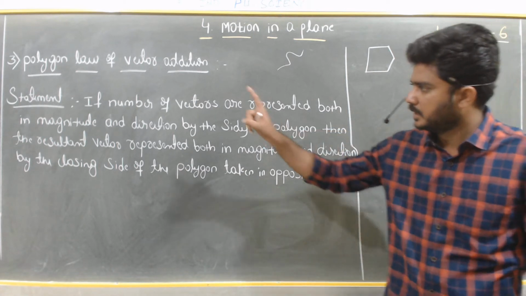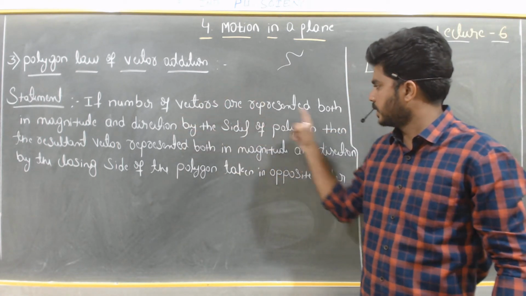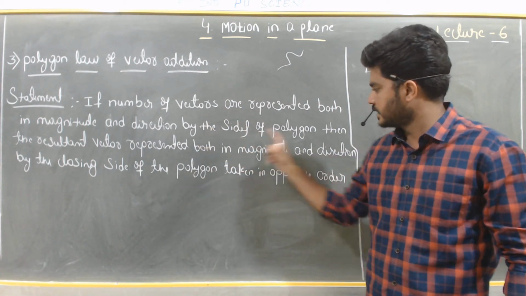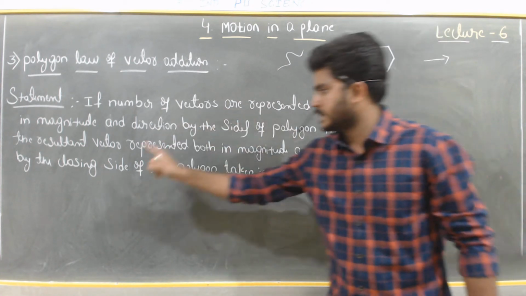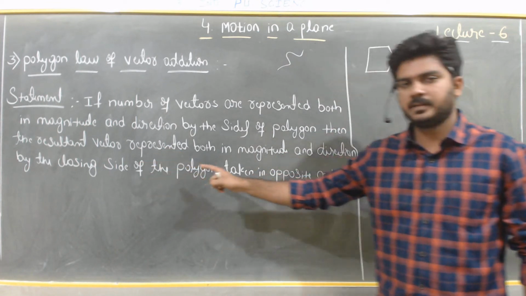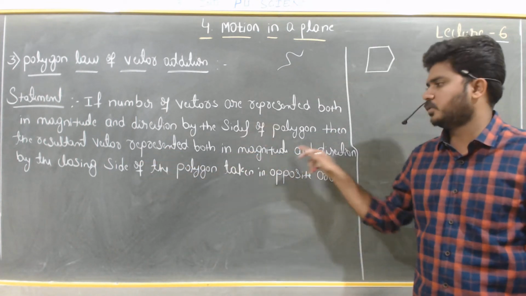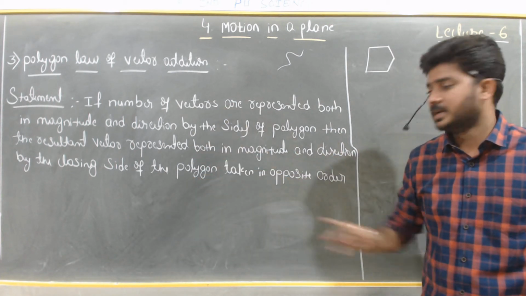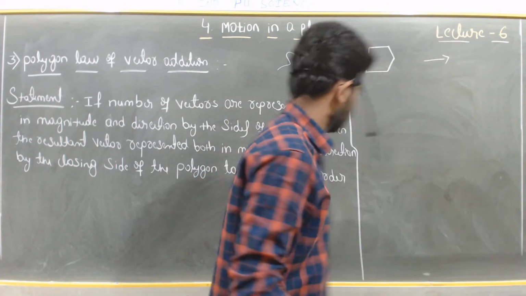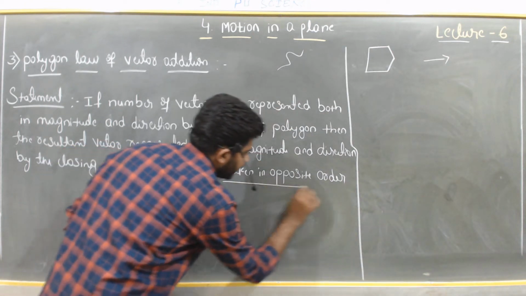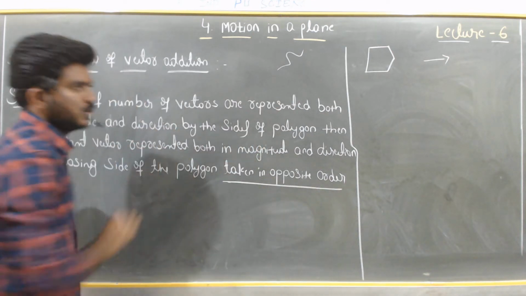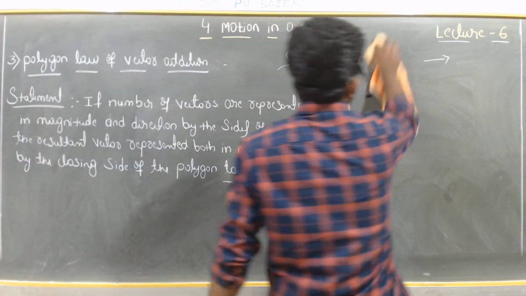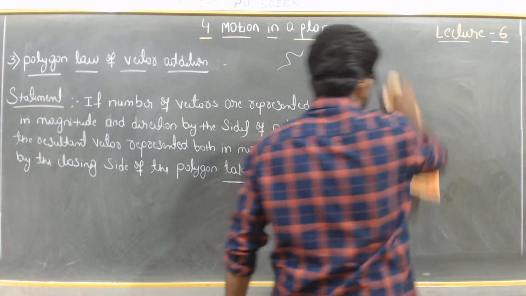Once again I will read. If a number of vectors are represented both in magnitude and direction by the sides of a polygon, then the resultant vector is represented both in magnitude and direction by the closing side of the polygon, taken in the opposite order. So this is the main thing here, taken in the opposite order, right? So I will represent all the vectors in polygon form.